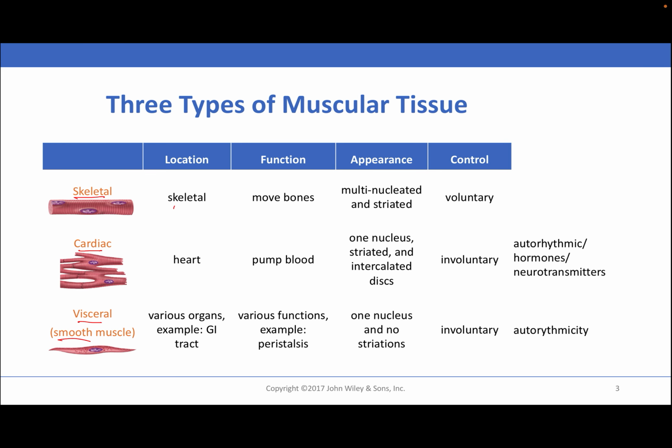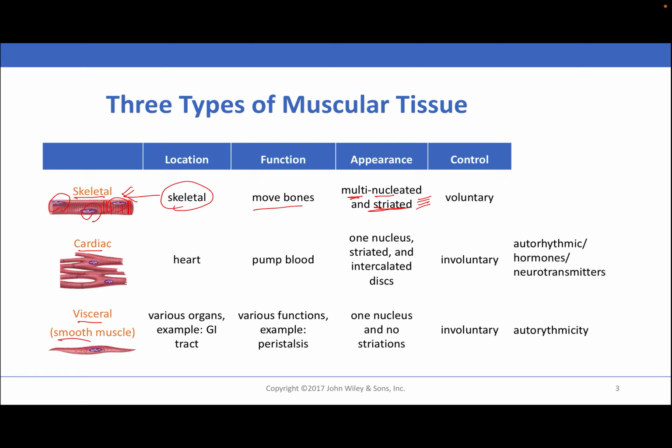Obviously, skeletal muscles are going to be associated with the skeleton. That makes sense just based on the name. But the main function of these is going to be to pull on those bones to produce some sort of movement of the skeletal muscle. These things are going to be multinucleated. So that means we've got more than one nucleus per cell. And they're also going to be striated. Striated means it's like striped or lined, which you can actually see here with our striations that we see.